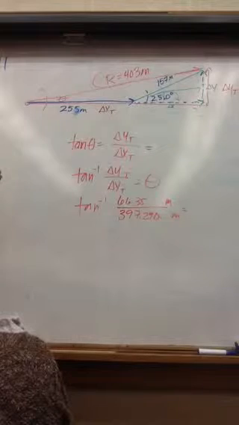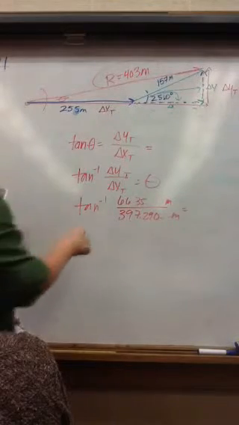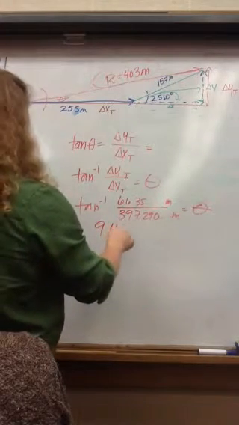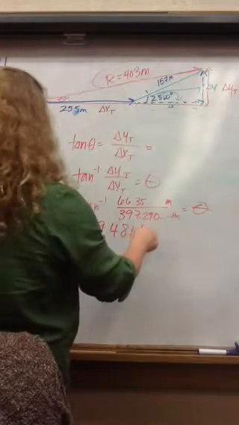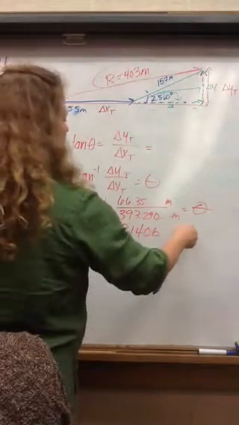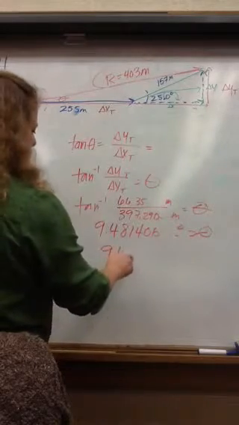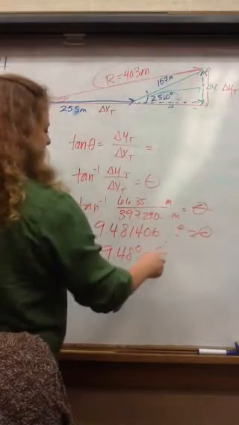So pull that down. Second function, tangent. 66.35, etc., divided by our 397, etc. And we get a theta of 9.481406, etc. degrees. We can have 3 sigs, so 9.48 degrees is your theta.